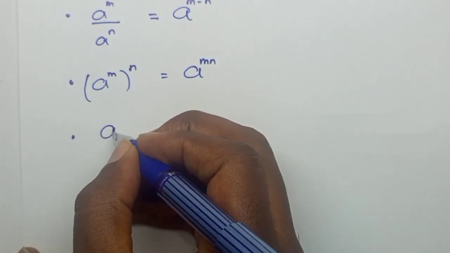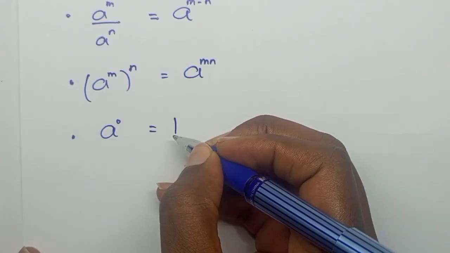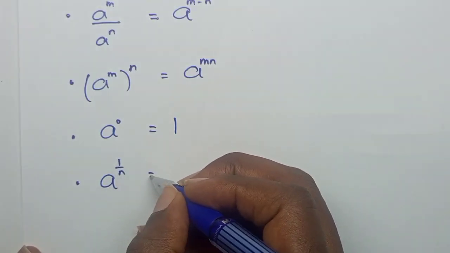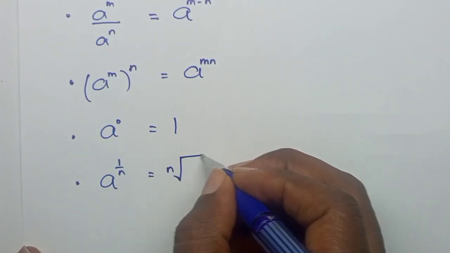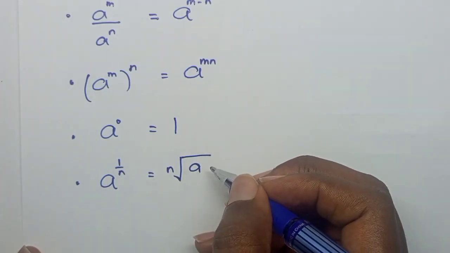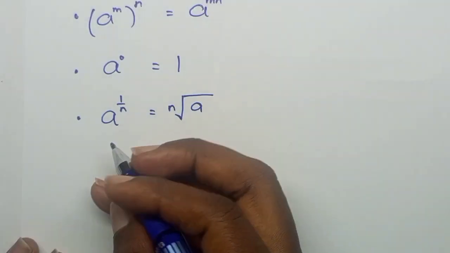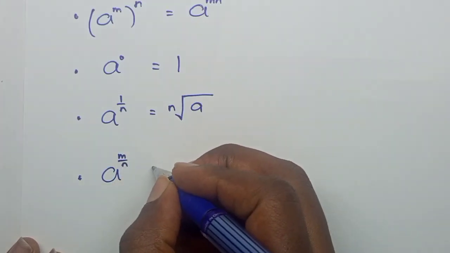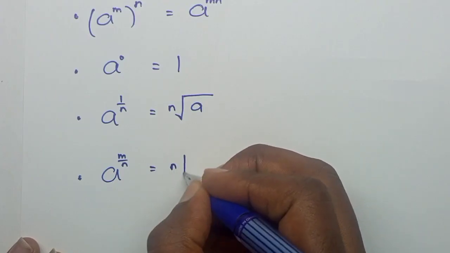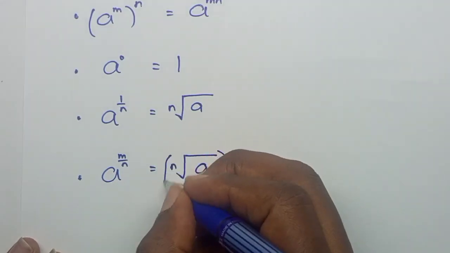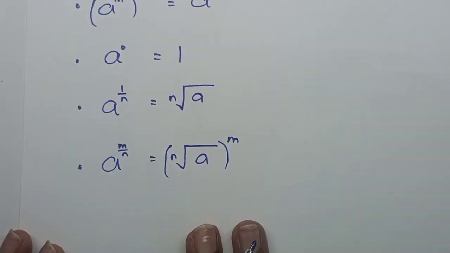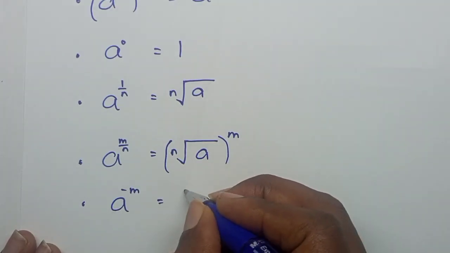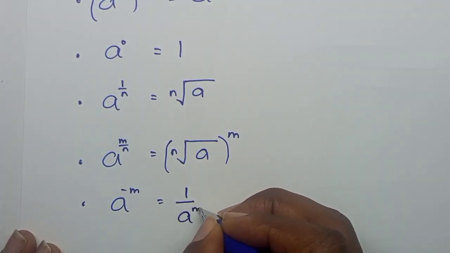Then a to power 0 is 1. Then a to power 1 over n is equal to the nth root of a to power 1. Then if you have a to power m over n, this is the same as the nth root of a to power m. Then if you have a to power negative m, this is the same as 1 over a to power m.